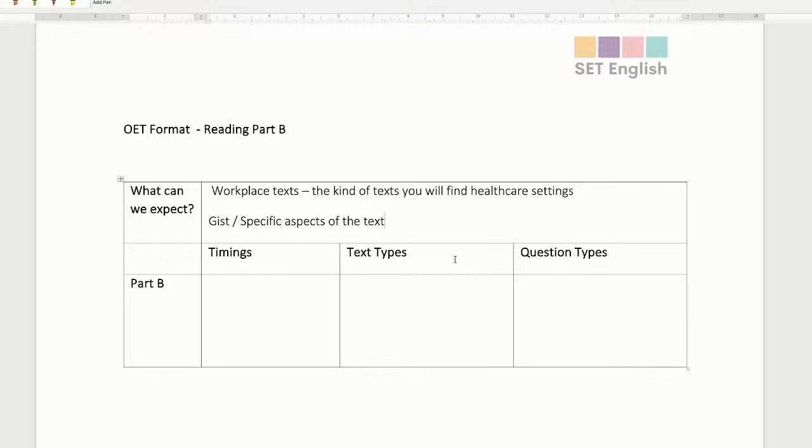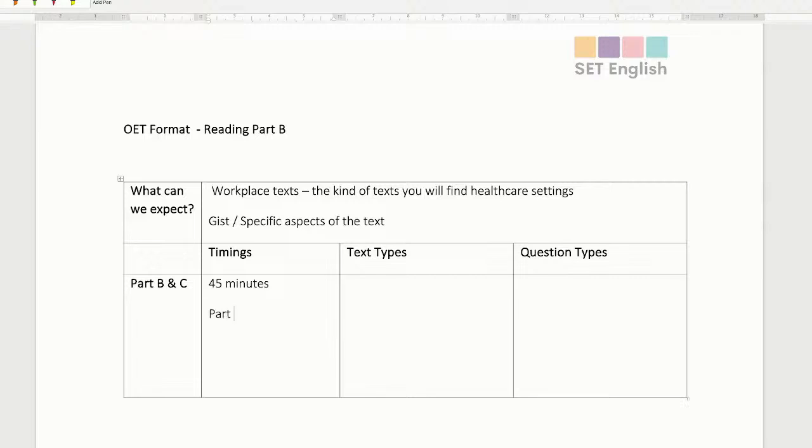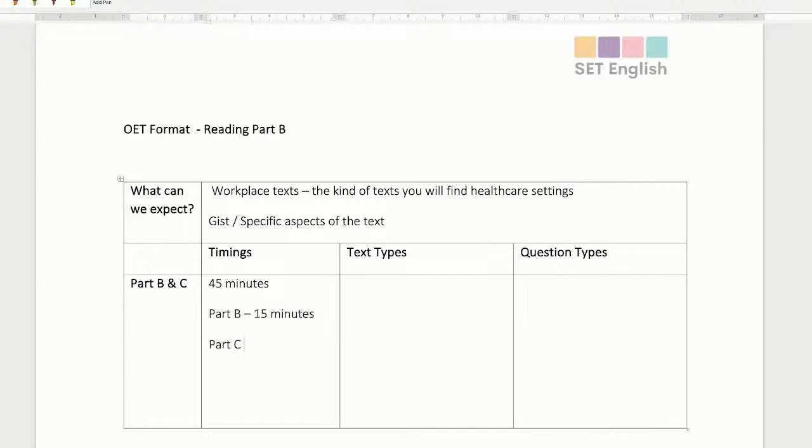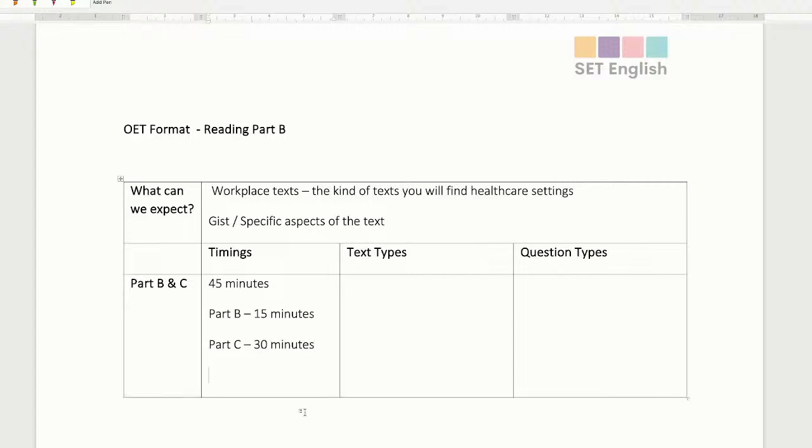In terms of timings, it's a little bit complicated because for part B and C, you get 45 minutes. So the way that people often think about it is that part B could be maybe 15 minutes, and part C, which we'll talk about in another video, could be 30 minutes. So you can start to see that you've got a higher number of minutes per question ratio because we've got 6 questions to answer in 15 minutes.